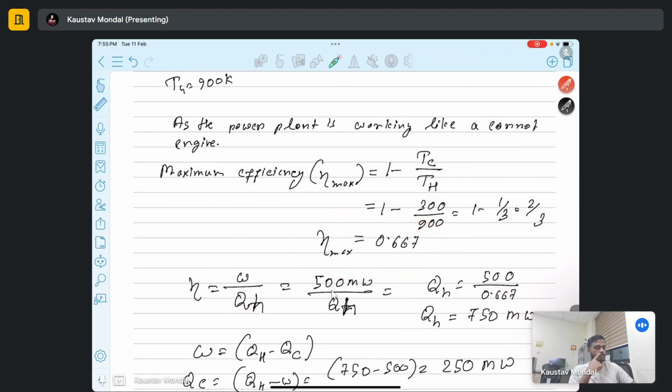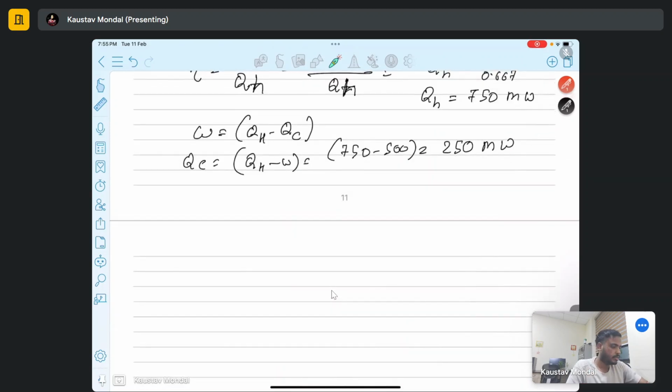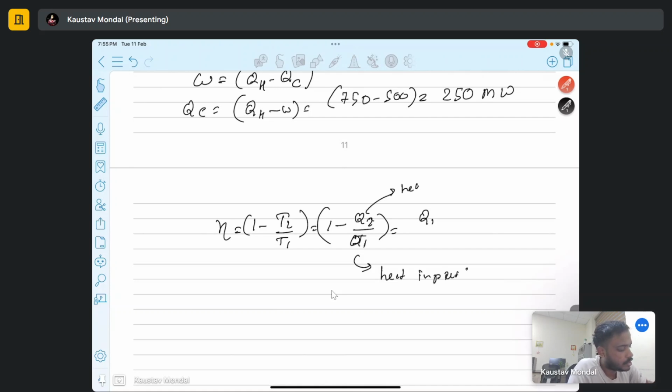And as we know eta max, we can also use it because we already know this, right? We can write eta is equal to 1 minus T2 by T1, which is equal to 1 minus Q2 by Q1, right? Q1 is basically heat input and Q2 is heat output, right? You can write it as Q1 minus Q2 by Q1. What is Q1 minus Q2?